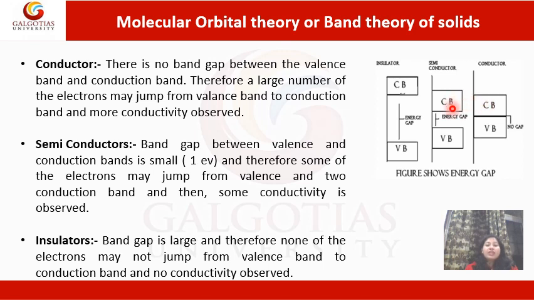In a semiconductor, the band gap between the valence and conduction band is small, that is 1 electron volt, and therefore some of the electrons may jump from the valence to the conduction band and some conductivity is observed. In an insulator, the band gap is too high and therefore none of the electrons may jump from the valence band to the conduction band and no conductivity is observed.